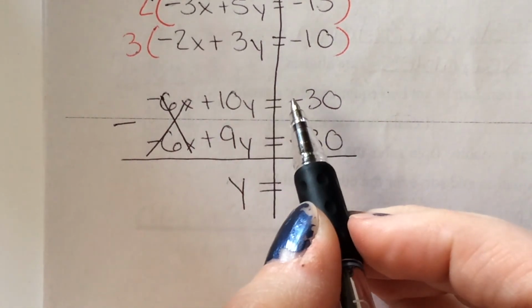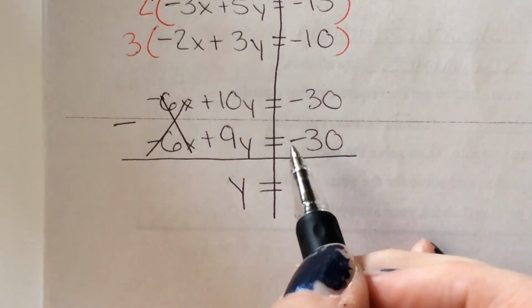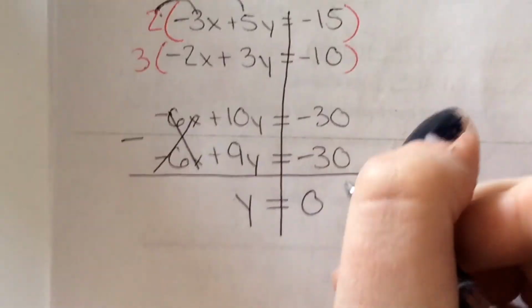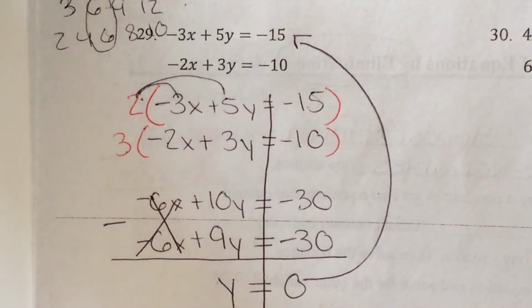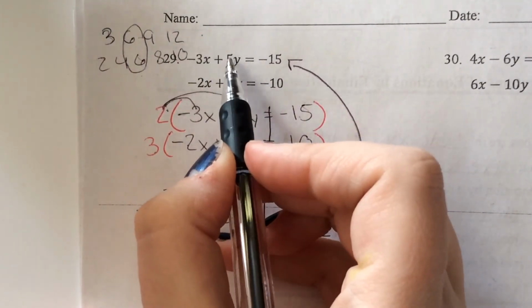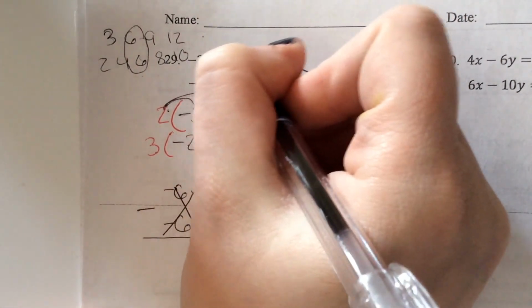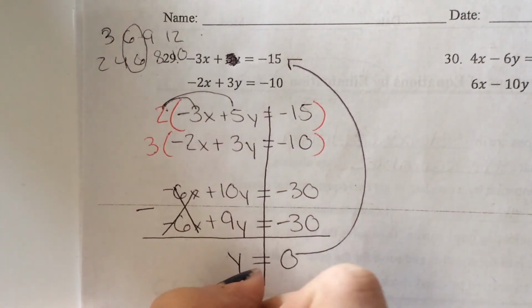And -30 minus -30 is like plus. So -30 plus 30 is 0. So y is 0 for this answer. Let's take that and plug it back into the first one. Okay? Now, if y is 0, think about it for a second. 5 times y, that makes this whole thing go away. So all I need to rewrite is -3x equals -15.